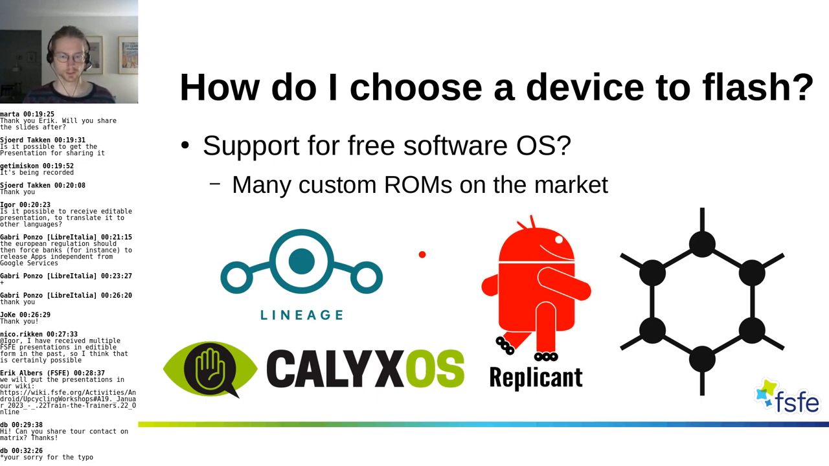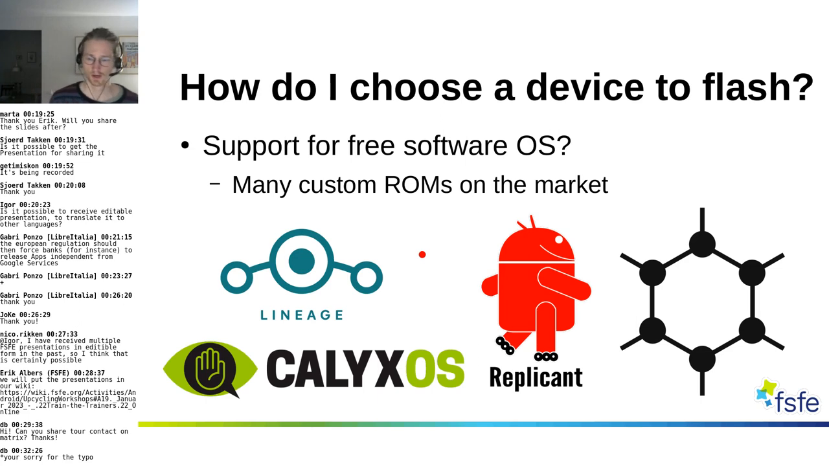The most important question to ask yourself here is, how's the support for a free software operating system for the device I'm interested in? So there are many custom operating systems on the market. By far the most popular one is LineageOS. It supports a large number of devices, and you might just find it supporting the phone that you want to buy.